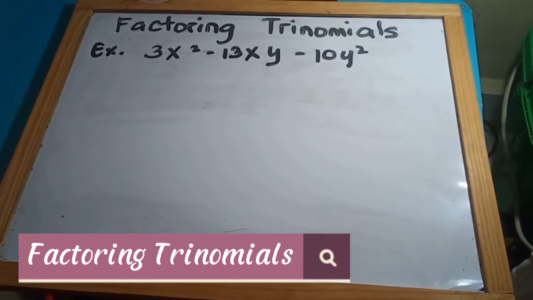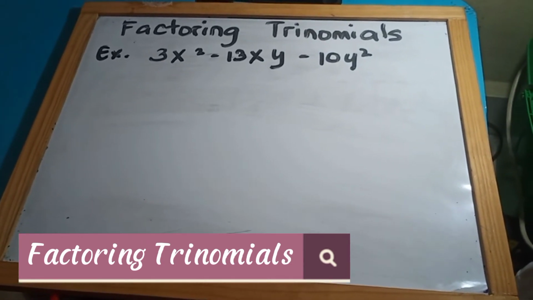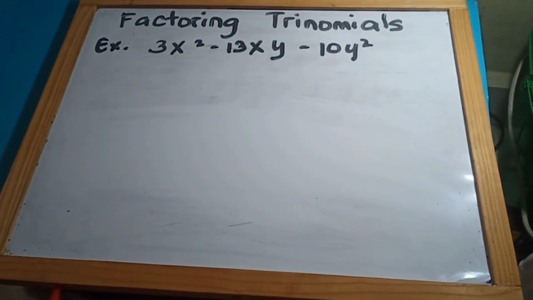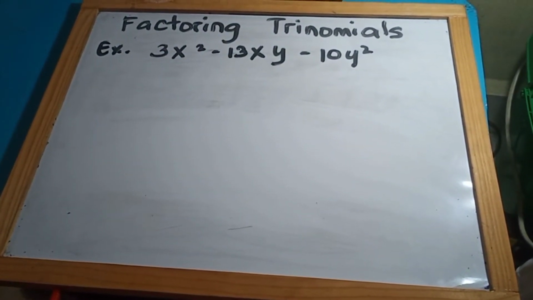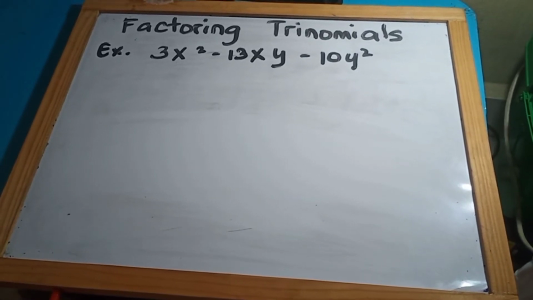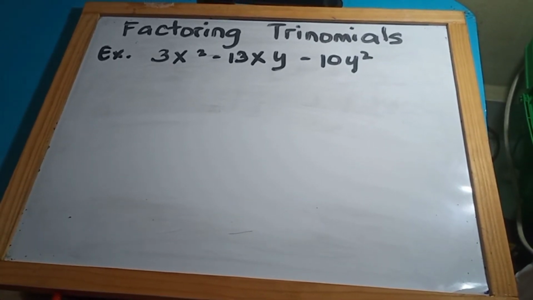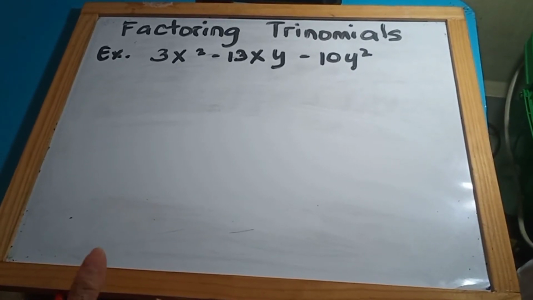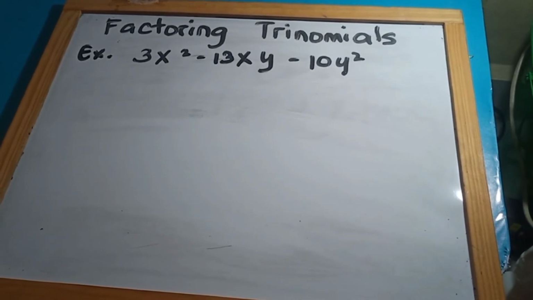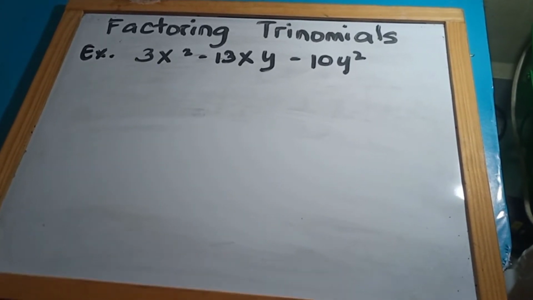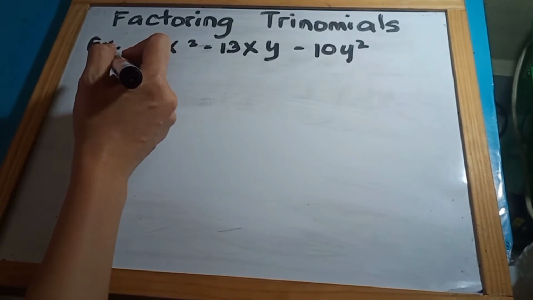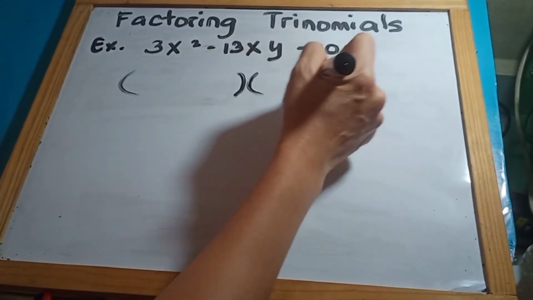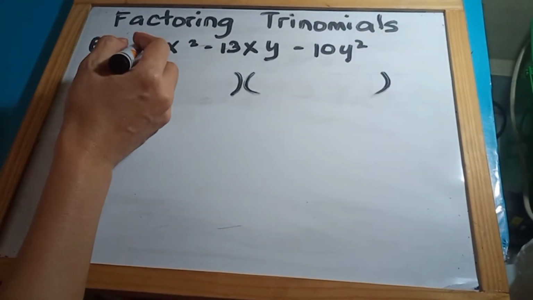Okay, so let's now proceed to the factoring of trinomials. So let's have an example. 3x squared minus 13xy minus 10y squared. So this time, since trinomial siya, that means that we have 3 terms involved. Alright, so in factoring trinomials, usually this is trial and error. So first step is we are going to look at the first term. Okay? So, first term natin is 3x squared.